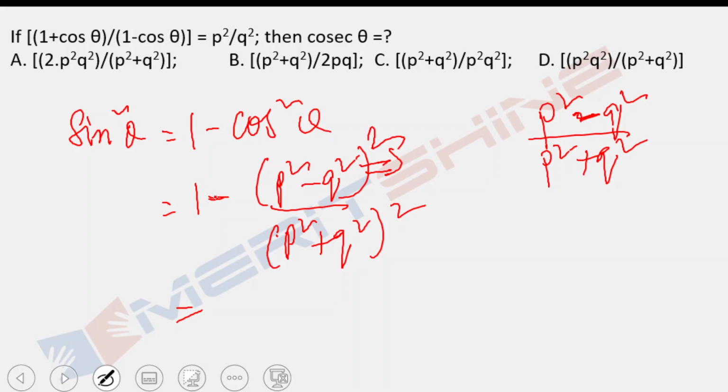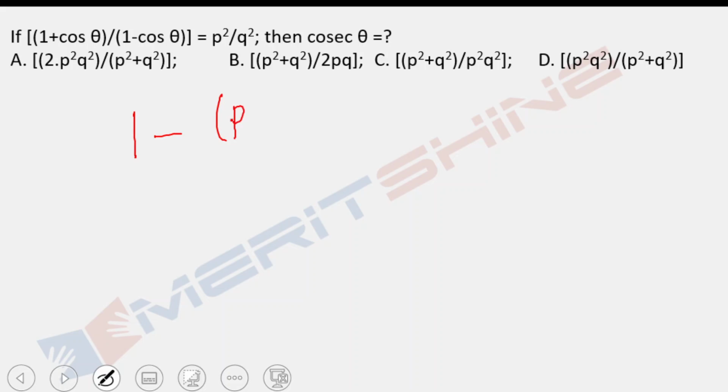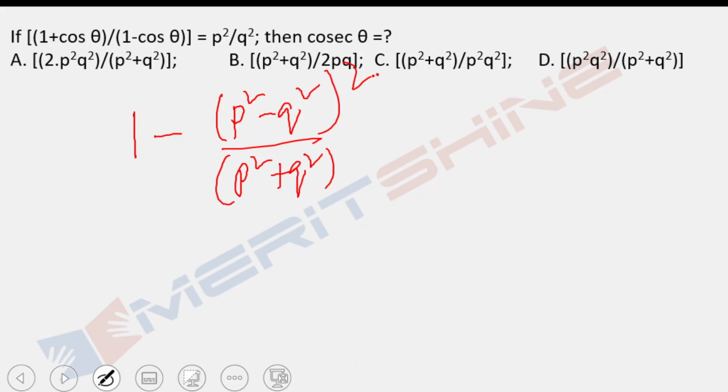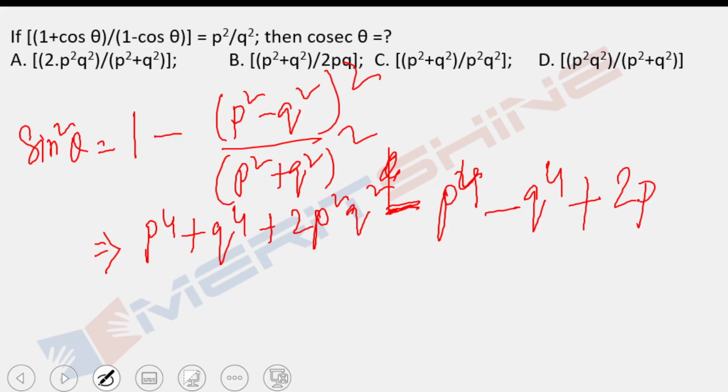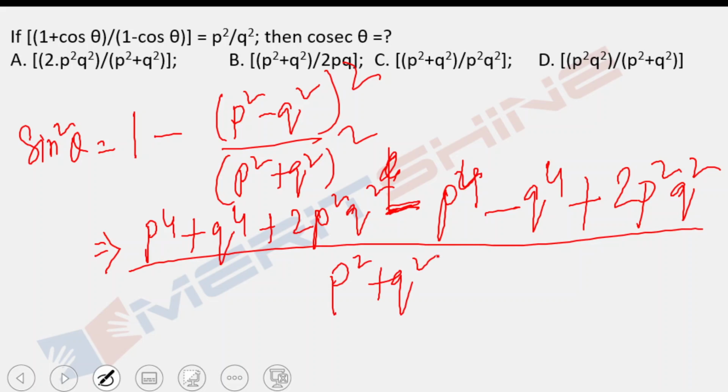I will just write it down so that you know. 1 minus, this is our expression, (p square minus q square) whole square over (p square plus q square) whole square. Now, this is for sin square theta. When I simplify it, I will have in the numerator p to the power 4 plus q to the power 4 plus 2 p square q square minus p to the power 4 minus q to the power 4 plus 2 p square q square, divided by p square plus q square whole square.